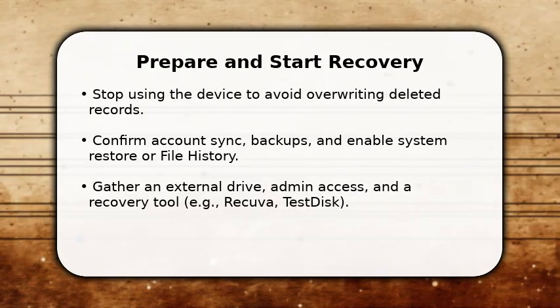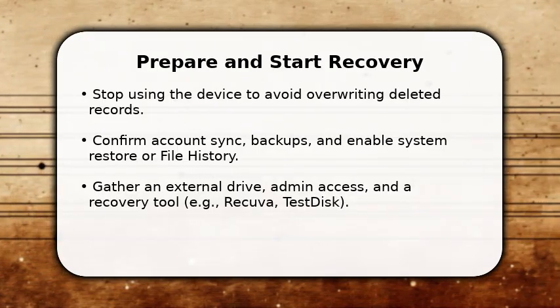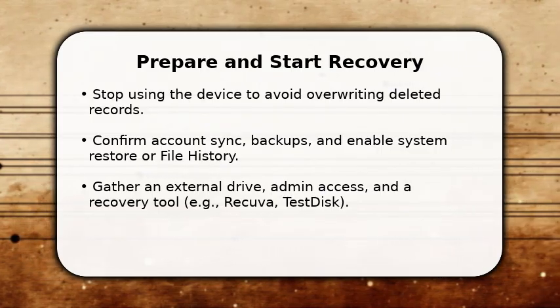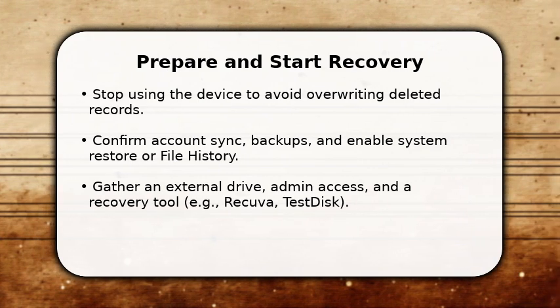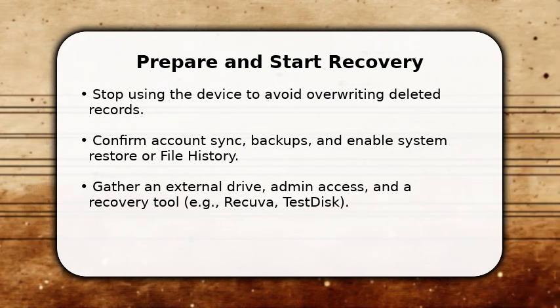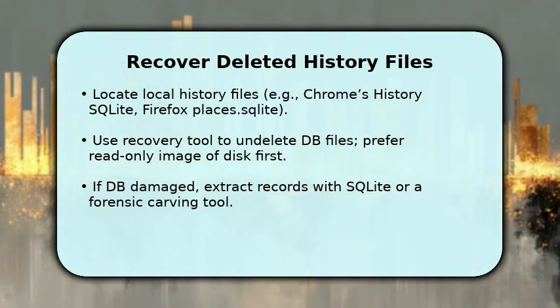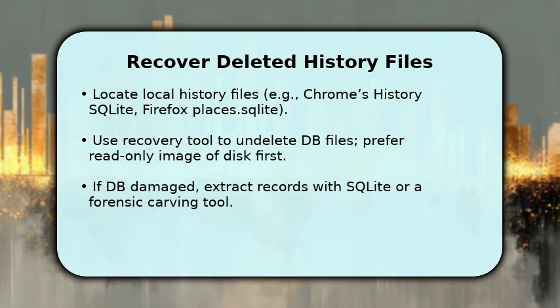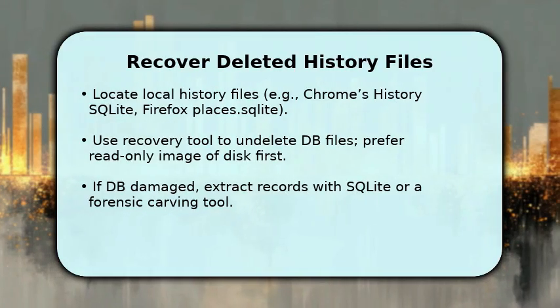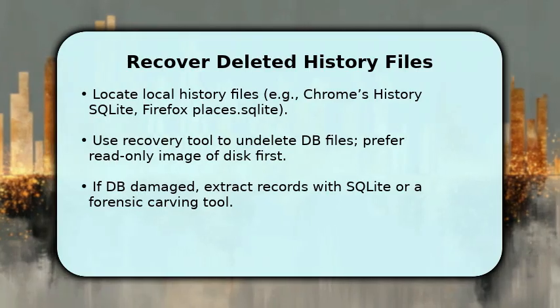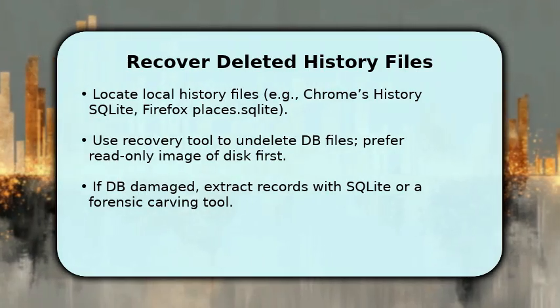Once done, attach an external drive for recovered files, sign in with admin rights, and install a reliable recovery tool. This prepares everything so you can safely extract the deleted history records. You now locate the browser's local databases: Chrome's History, Firefox's places.sqlite, Edge's WebCacheV01.dat, then work on a copied disk image to avoid changing the source.